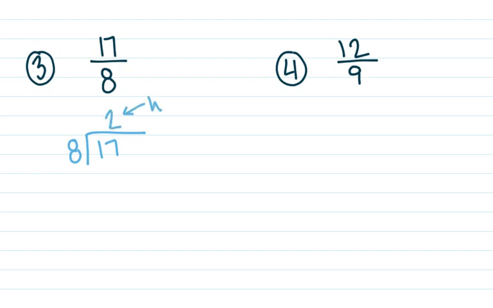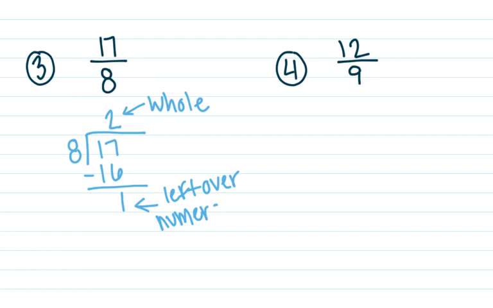This number right here is our whole number. So this is that whole number that was included in our fraction. 8 times 2 is 16. I subtract and I get a 1. This is our leftover piece, and so it is going to become our numerator. That is how much of the fraction we have left. We have 1 out of 8 left. So our final answer is going to be 2, and that 1 out of 8 pieces left. So 2 1/8.